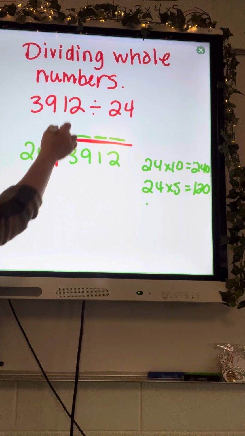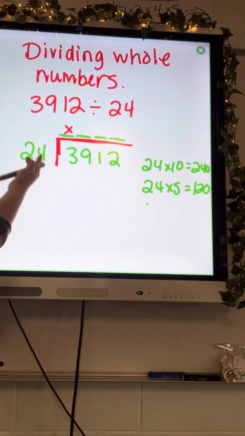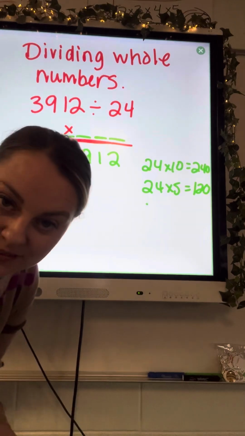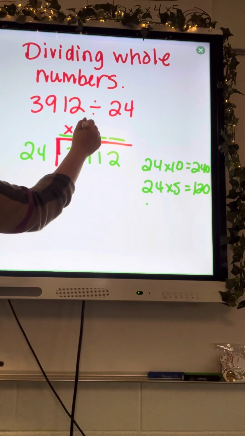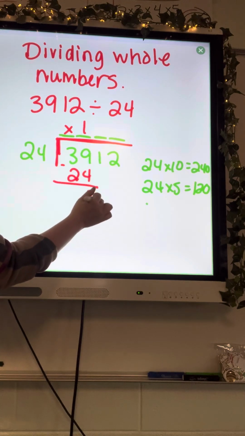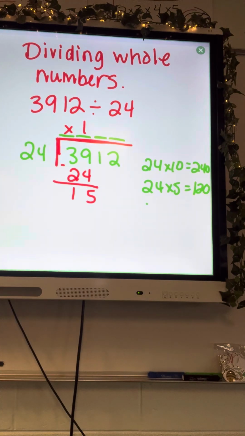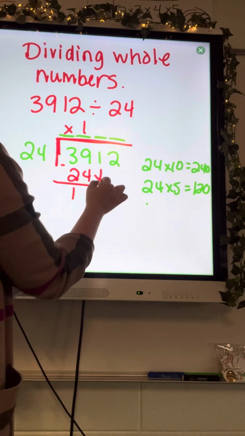So 24 cannot go into 3, but 24 can fit into 39. And think about it, 24 and 39, they're not far apart. So it's going to be a 1, and that's 24. 9 minus 4 is 5, 3 minus 2 is 1. Then I'm going to bring down my 1.